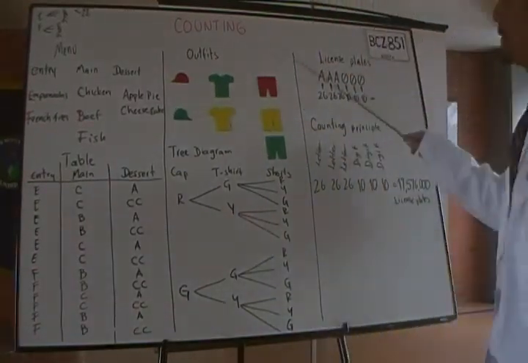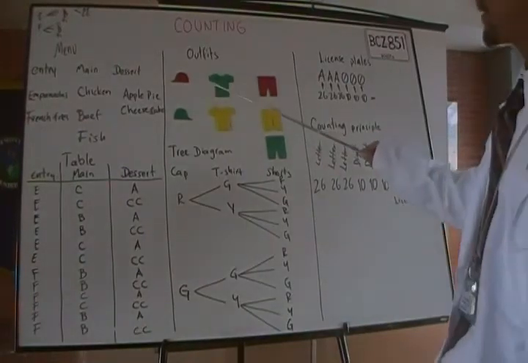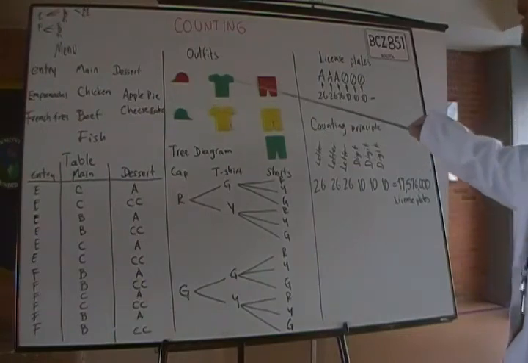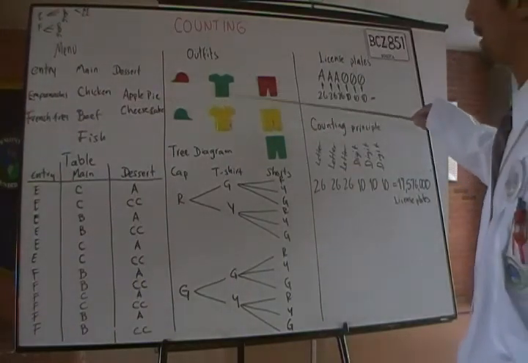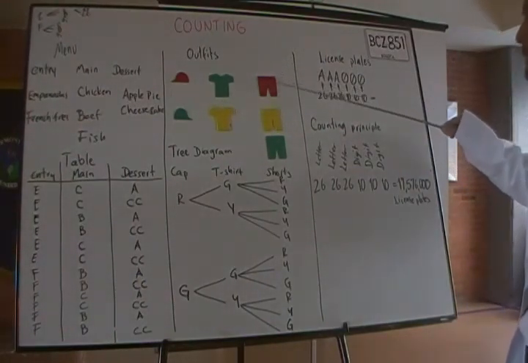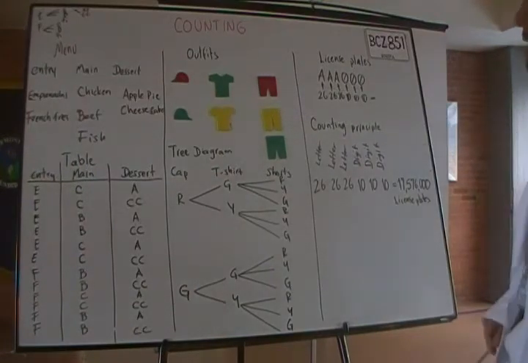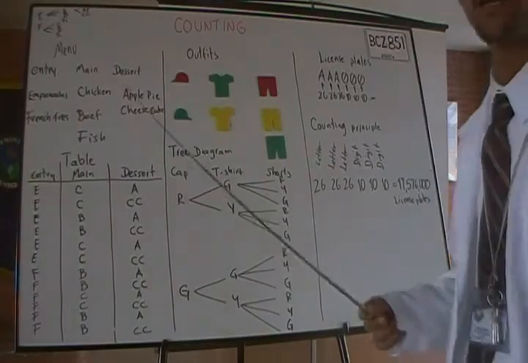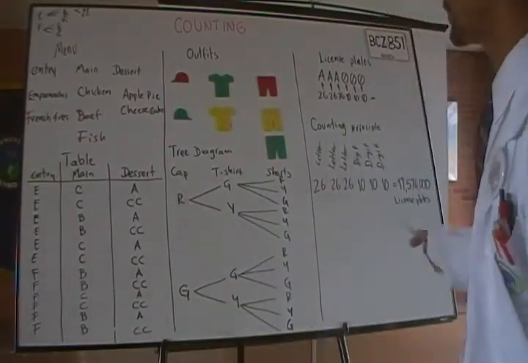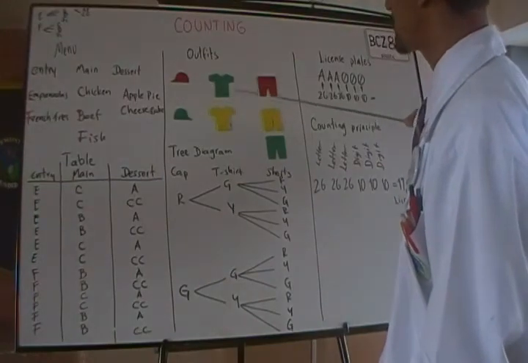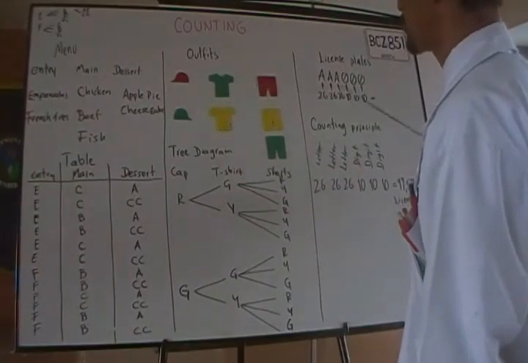Now for the outfits, I have here 2 different color caps, red and green, 2 different color t-shirts, green and yellow, and 3 different color shorts. So here you can see red, yellow, and green. The question here is, how many outfits can I organize? Again, if I use the multiplication principle for counting, I see that 2 times 2, 4, times 3, 12.